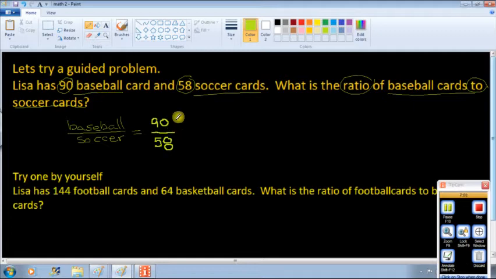So I'm going to use another tool called a division ladder, and it looks something like this. I'm going to put both numbers in, and it's important that you put the numbers in the division ladder the way you see them in the ratio. So since 90 is first, I'm going to put 90, and then 58.